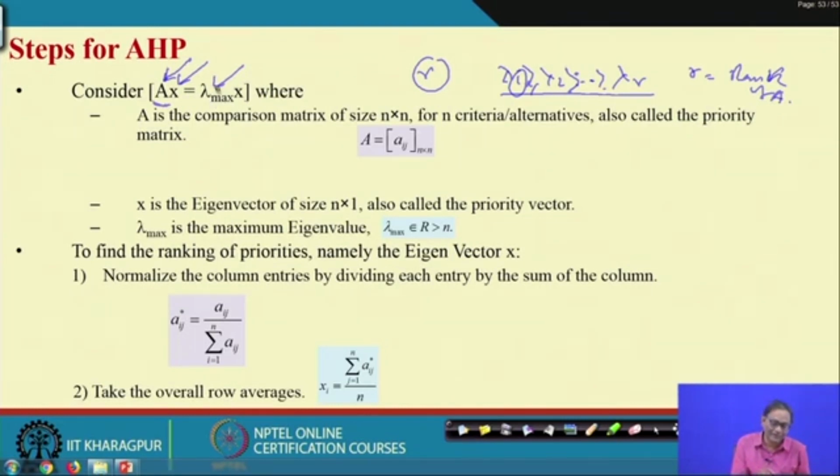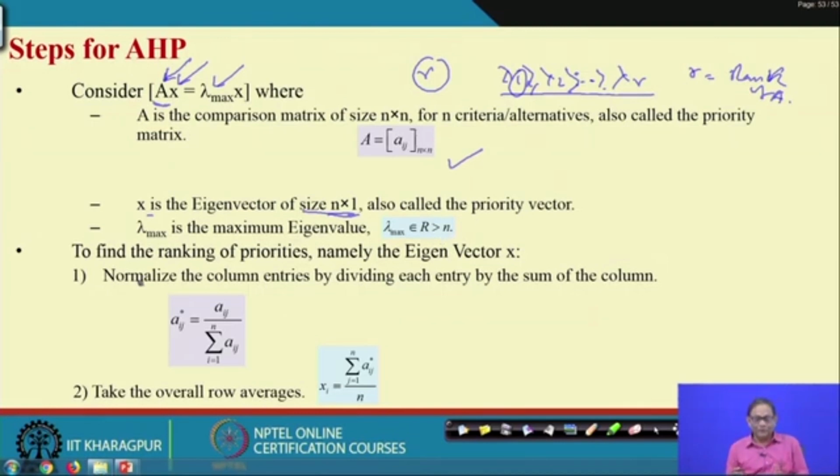You have to first find out the lambda max. Once you have lambda max, you will be able to get the x value. So, this part is over. You have already seen this is the comparison matrix. X is the eigenvector of size n cross 1, whether it is the criteria or alternatives. If there are n criteria, it will be n cross 1. If there are n alternatives, it also will be n cross 1. That is the eigenvector, this is the priority vector. And lambda max is the maximum eigenvalue, that I already told you.